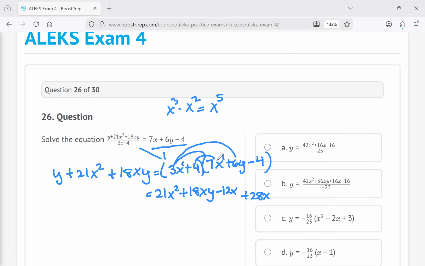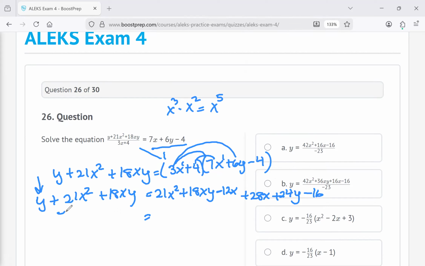4 times 6y is 24y. And then 4 times 4 is -16. Okay, over here we have y plus 21x squared plus 18xy. Let's see, can we cancel or combine? I don't think so, but yeah, let's just move this to the right.